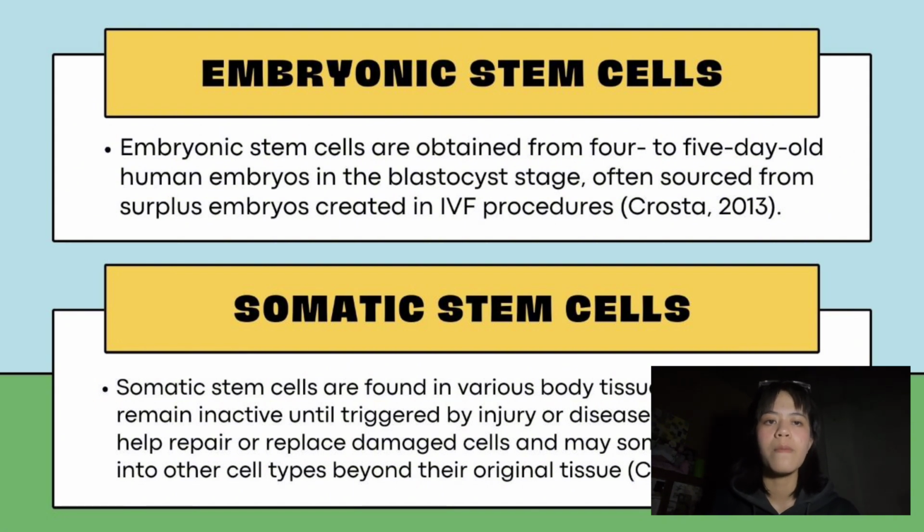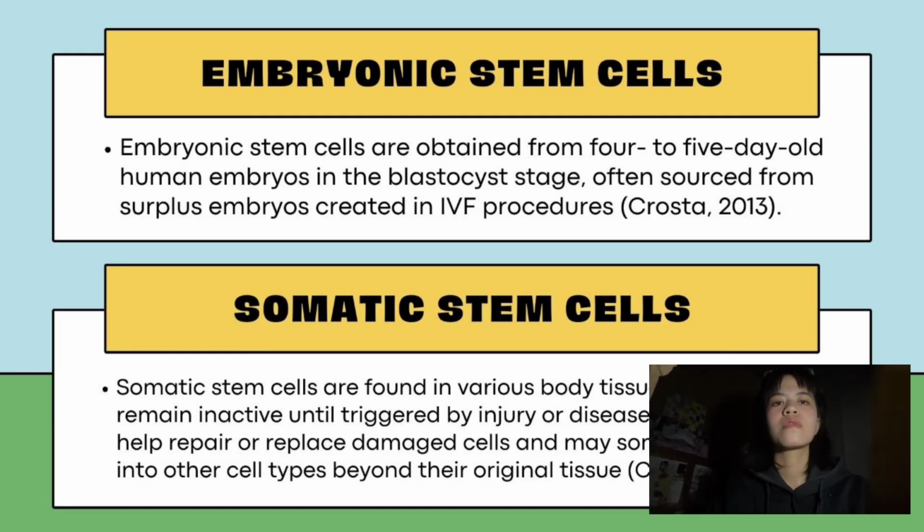So most somatic stem cells can only produce the type of cell from the tissue they came from. For example, a bone marrow stem cell makes blood cells, but studies show that sometimes they can also change into other cell types. So in summary, embryonic stem cells are very flexible and can become almost any cell type, while somatic stem cells help repair the body and are usually limited to the tissue they came from.